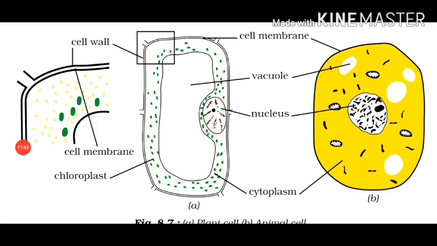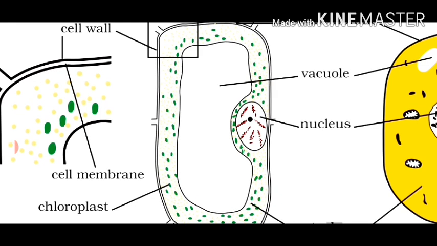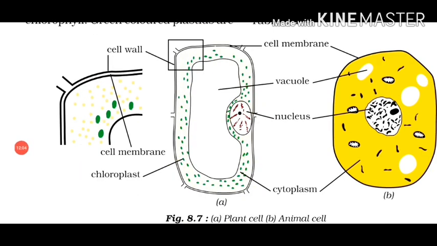Now, if you observe this figure carefully, in the plant cell, can you observe various small colored bodies which are scattered in the cytoplasm? These are called plastids. Plastids are of different colors. There are 3 types of plastids, which include chloroplast, chromoplast, and leucoplast. Leucoplast is colorless, chromoplast is colorful.